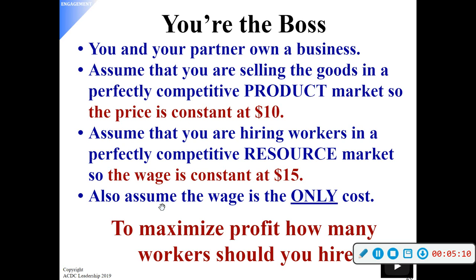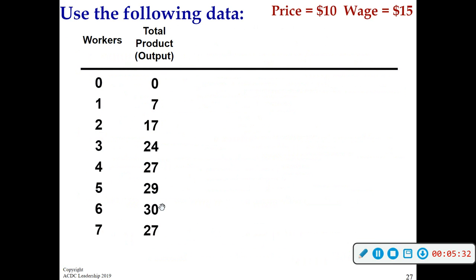So, you own a business in the perfectly competitive product market, selling your products at $10 a piece. When you hire workers, you have to pay them $15. So you sell the product for $10, you have to pay your workers $15. We're going to figure out how many workers you should hire based on this MRC, MRP concept.